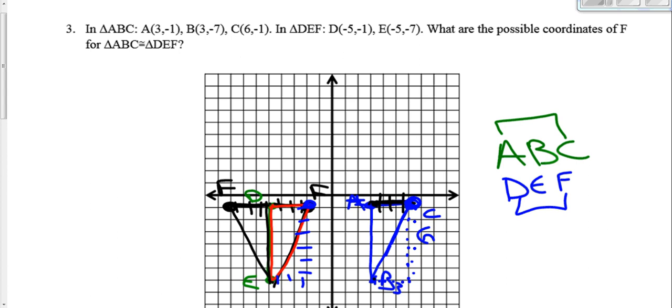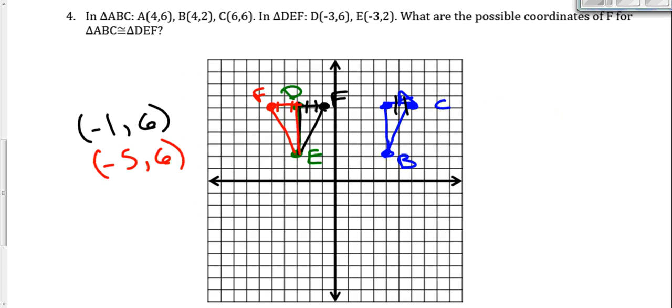Okay, pause the video, try number 4 on your own. Okay, we see that there are once again 2 possibilities for F. All right, I first found the distance from A to C was 2, so I use that over my other triangle from D to F, because once again AC corresponded with DF in this example. So I found that F could be at either -1, 6 or -5, 6. Either answer would be acceptable.